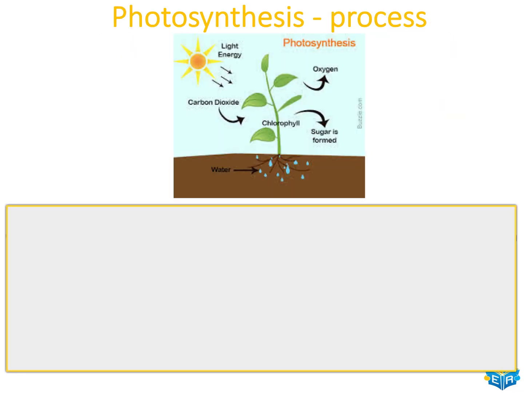Now, what actually happens in photosynthesis? We're going to look at this in 2 ways. We're going to look at a word equation for photosynthesis, and then we're going to look at the balanced chemical equation. And it is important that we know both for the final exam.